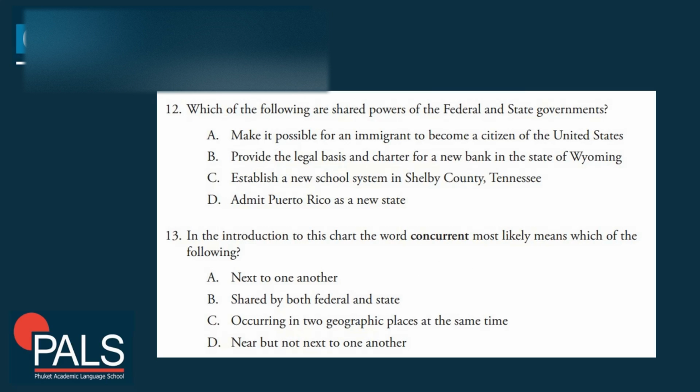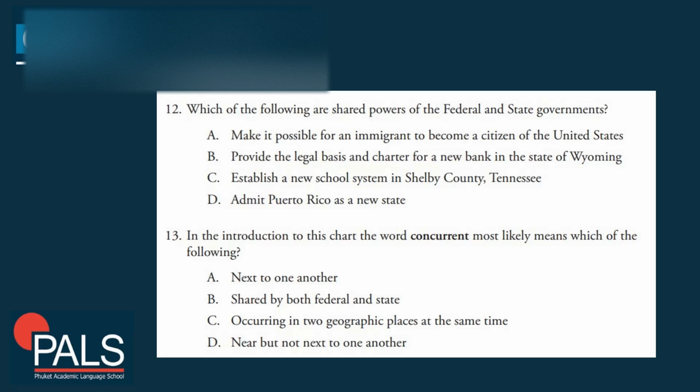Number 12 asks us, which of the following are shared powers of the federal and state governments? A, make it possible for an immigrant to become a citizen of the United States. B, provide the legal basis and charter for a new bank in the state of Wyoming. C, establish a school system in Shelby County, Tennessee. Or D, admit Puerto Rico as a new state. The correct answer, have a look, give it some thought. Pause the video if you need. The correct answer is B.